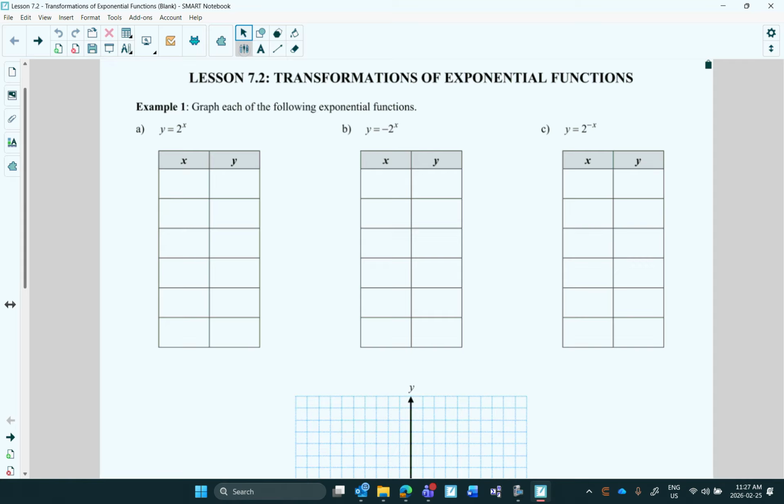So this function, which values of x did I tell you to use for a table of values? -1, 0, and 1. Right. 2 to the -1 is 1/2. 2 to the 0 is 1. 2 to the 1 is 2.